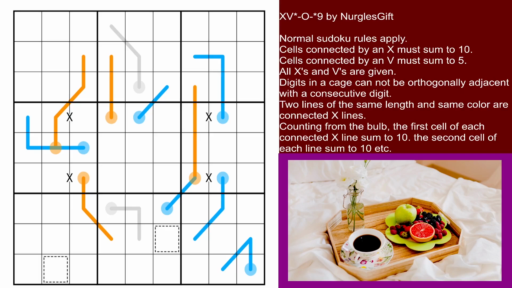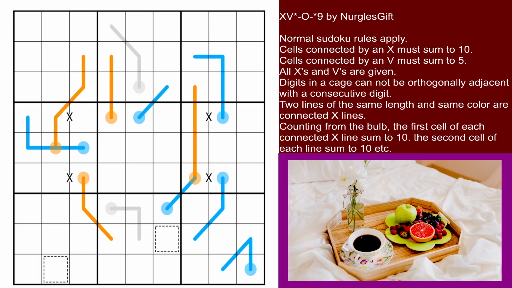Hyphen O hyphen O, it's O hyphen O hyphen star 9, and this one is by NuglesGift. NuglesGift is an author who normally creates puzzles with the negative XV constant, and there are series of these puzzles. There is some kind of nomenclature going on with those series. I don't know exactly, but it means this is something like the ninth puzzle in one of the series. Most probably it looks like that.